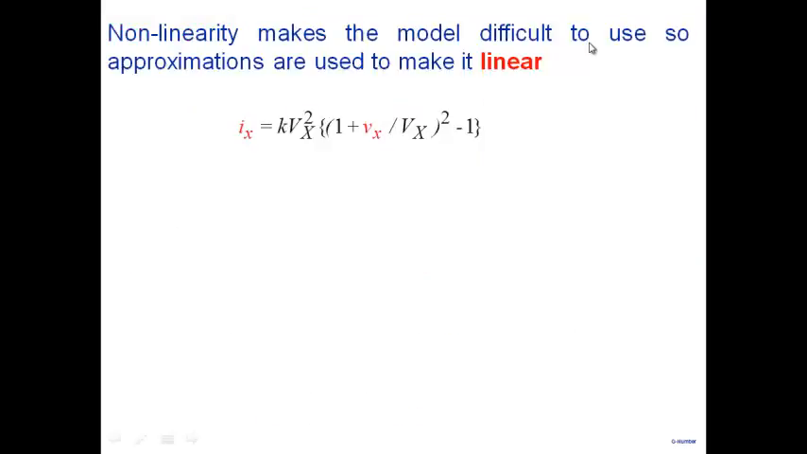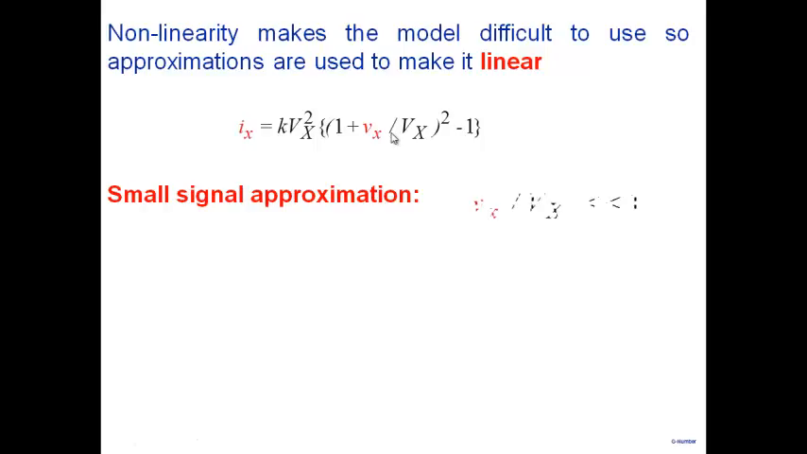Nonlinearity makes the model difficult to use. So if the signals in my circuit and incremental changes are small, we use approximations to make it linear. In this case, we have an incremental model which is nonlinear. We make it linear. Why? We use the approximation known as the small signal approximation. This change that you see here, Vx, we say that this Vx is much smaller than the base value. So we are making a very important approximation which we call the small signal approximation. The incremental change in Vx that you see here is much smaller than the base value, the DC value.